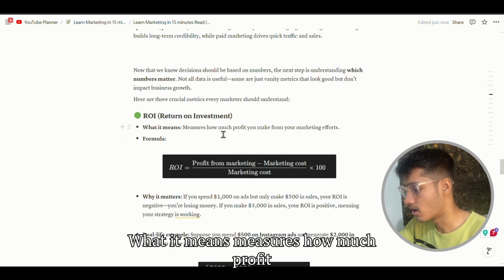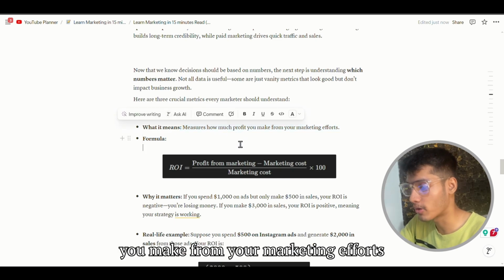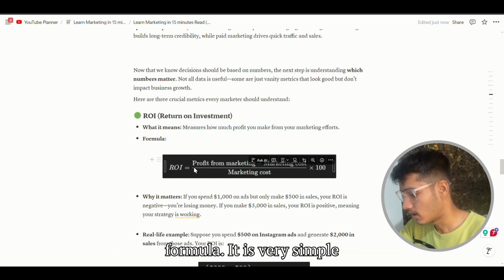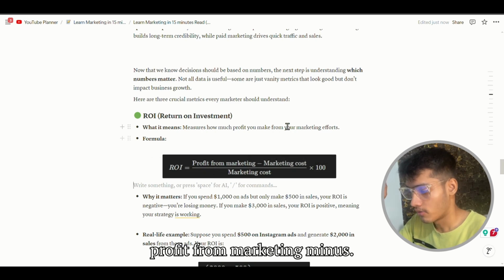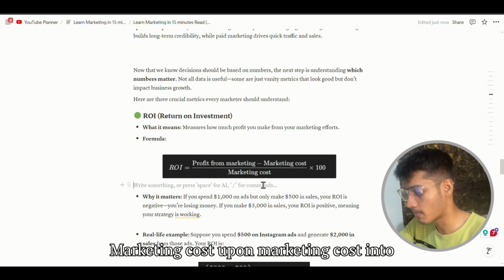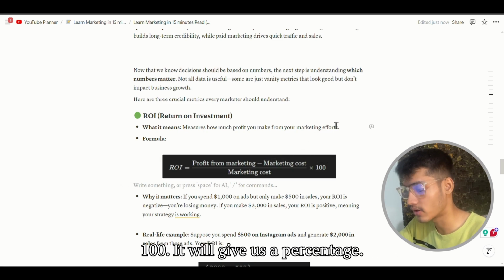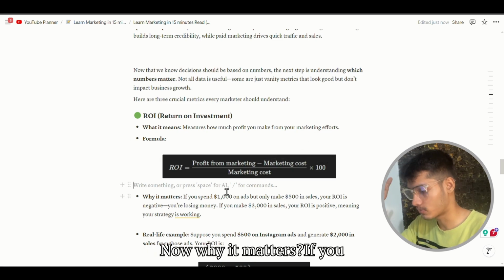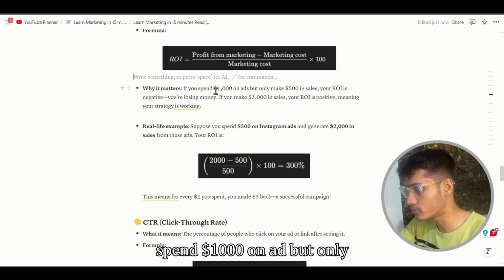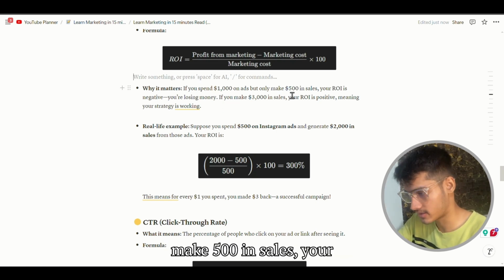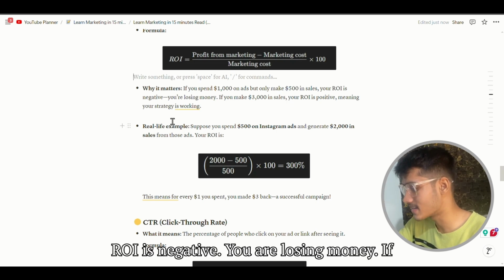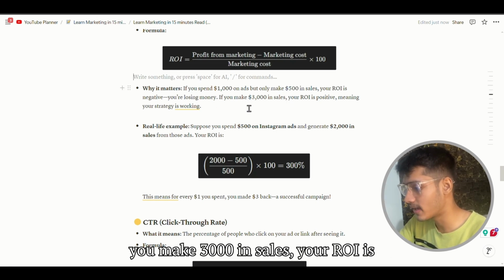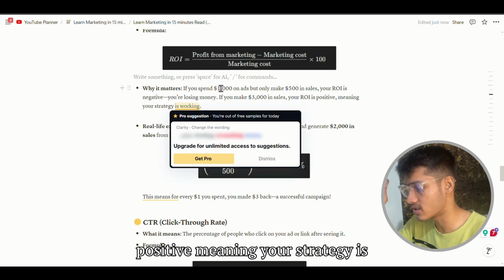What it means: it measures how much profit you make from your marketing efforts. Formula, it is very simple: profit from marketing minus marketing cost, upon marketing cost, into 100. It will give us a percentage. Now why it matters: if you spend $1,000 on ads but only make $500 in sales, your ROI is negative, you are losing money. If you make $3,000 in sales, your ROI is positive, meaning your strategy is working.